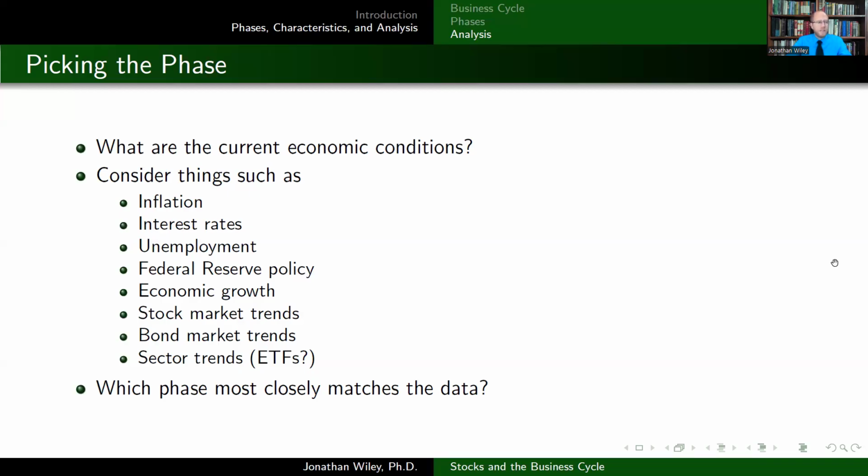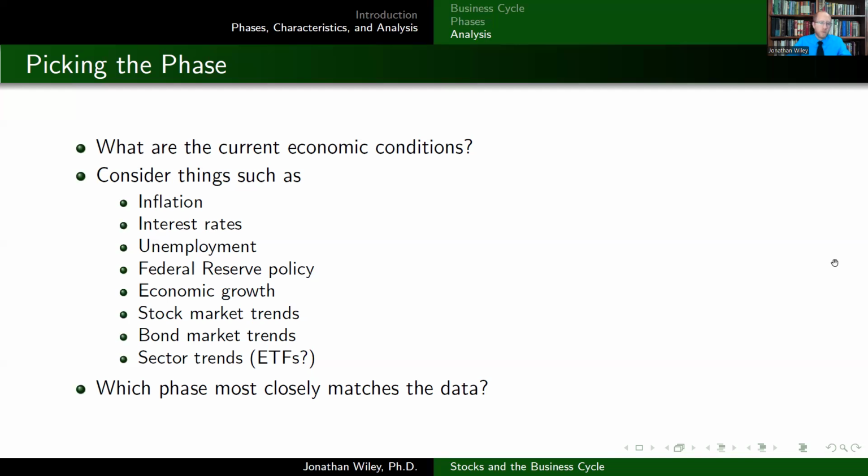So things to consider: inflation, interest rates, unemployment, Federal Reserve policy, economic growth, stock market trends, bond market trends, possibly sector trends. You can maybe look at some ETFs and try to get a sense for what kinds of companies have done particularly well lately. And basically, what you're going to wind up doing after looking at all that information is piecing it all together: inflation and interest rates, what the stock market's doing, what the bond market's doing, unemployment, and what the Federal Reserve is talking about.